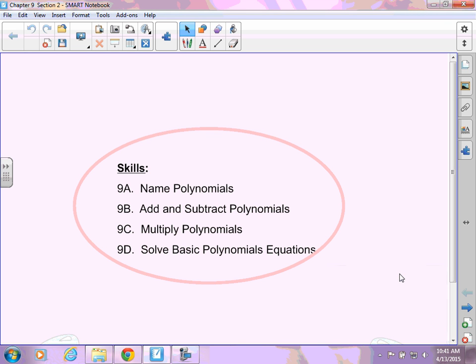All right, today what we're going to do is we're going to look at section 9.2, and we're going to do day 1, all right? We've named polynomials already, and we've added and subtracted polynomials. We are now multiplying polynomials, all right?